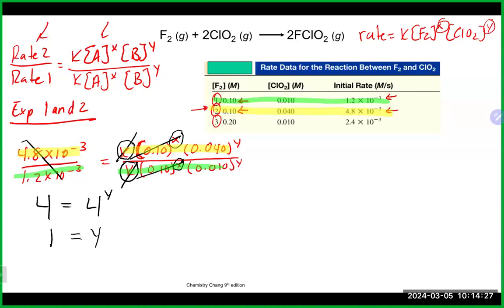1, right? 4 to the 1. By the way, if you don't have pretty numbers or you're not sure, one way that you could solve it is to take the natural log of both sides. When you do, the y will come down, and then divide the natural log on both sides.